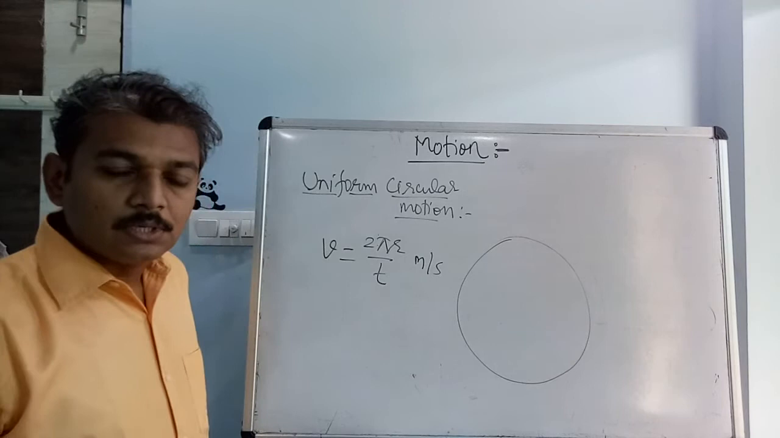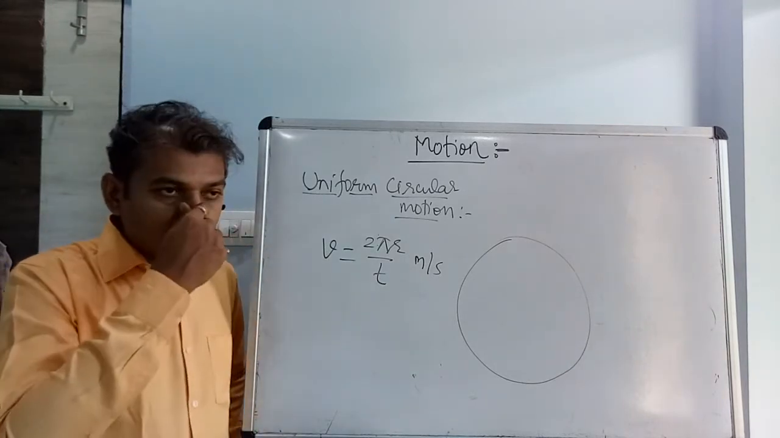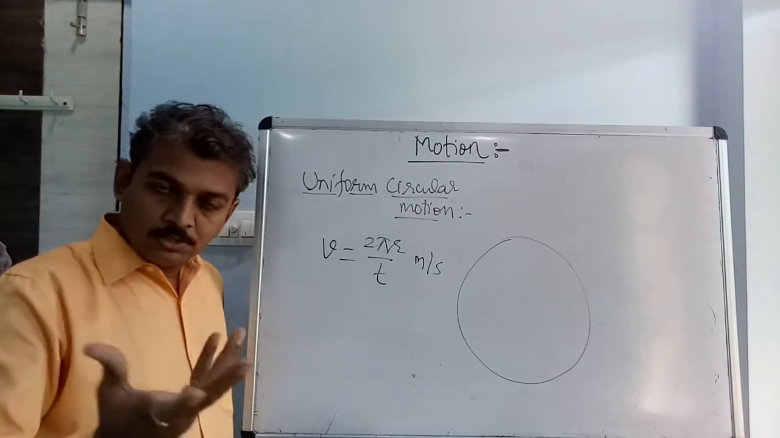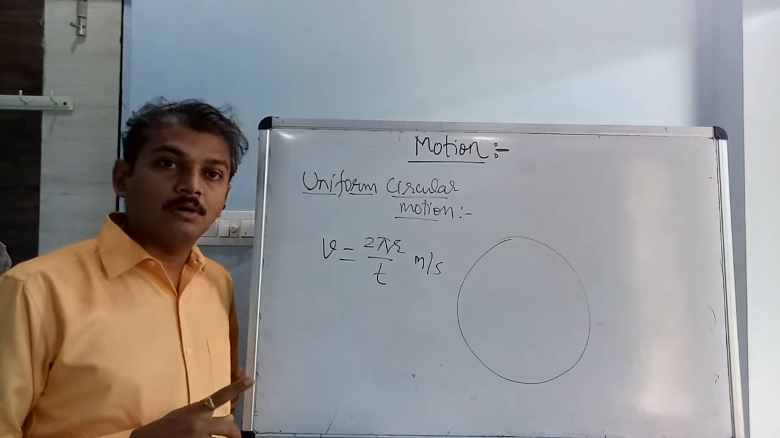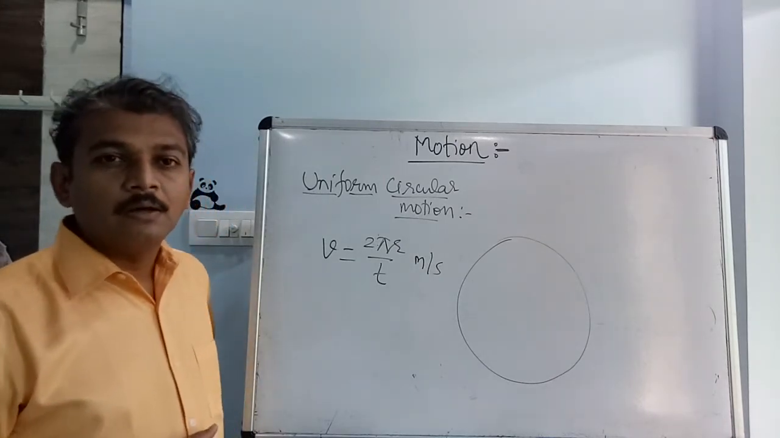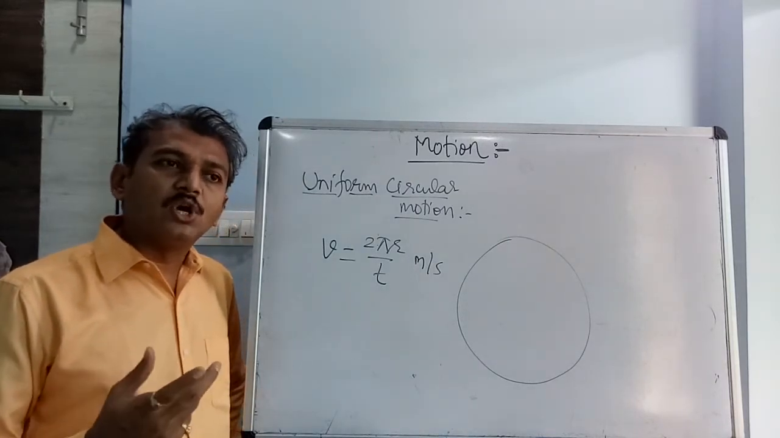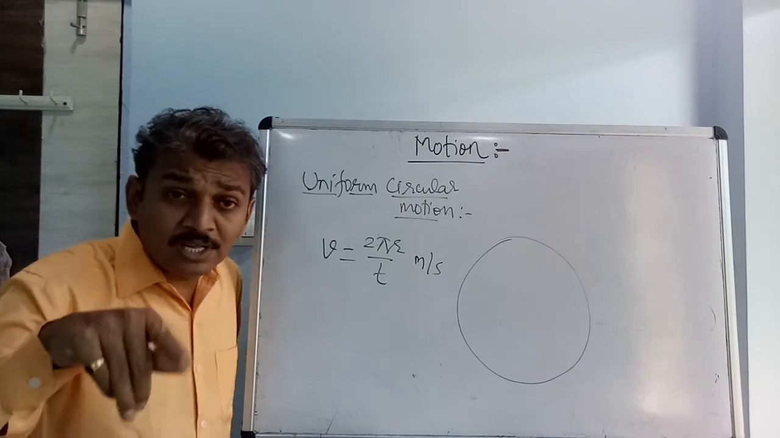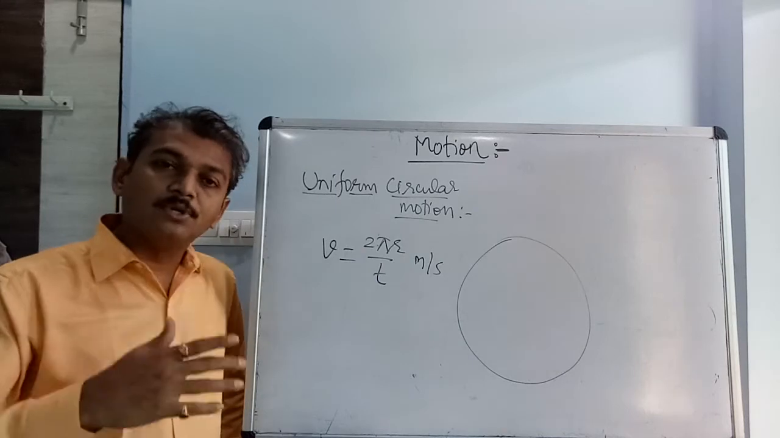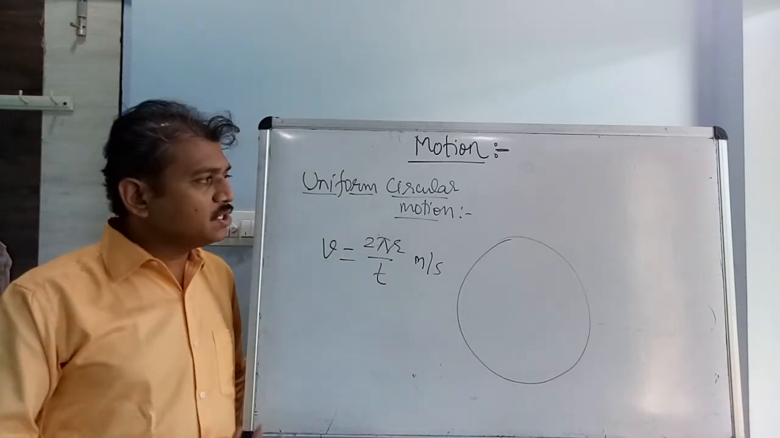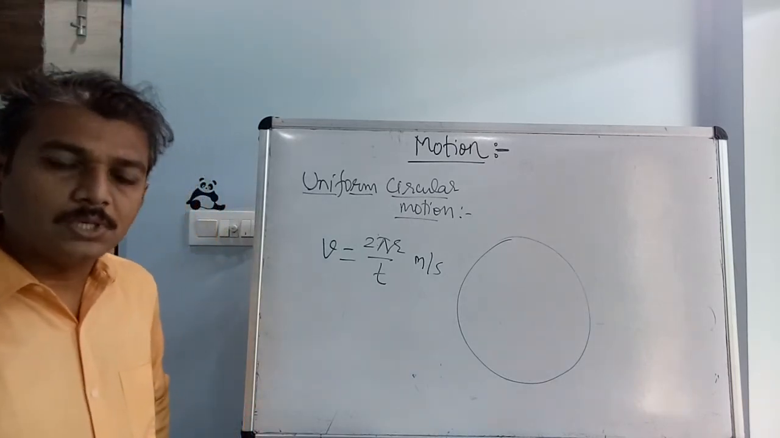Here you can calculate various problems. For example, you may be asked to calculate the speed of the hands in a watch, the seconds hand, minute hand, or hour hand. Then maybe you are asked to calculate the speed of an athlete who is running on a circular track, or directly you can be asked the speed of a satellite also. So this is uniform circular motion, and this is all about the topic motion, my dear students.